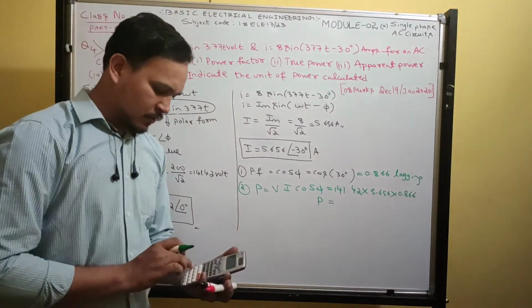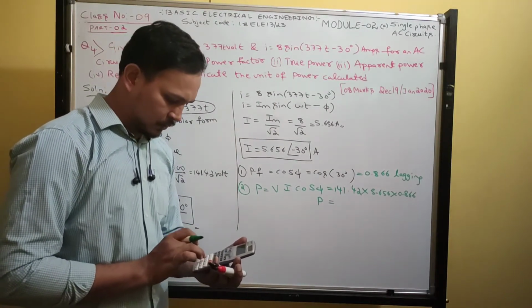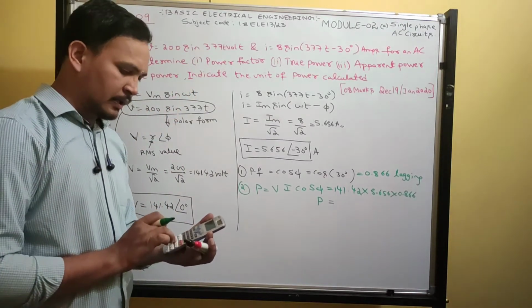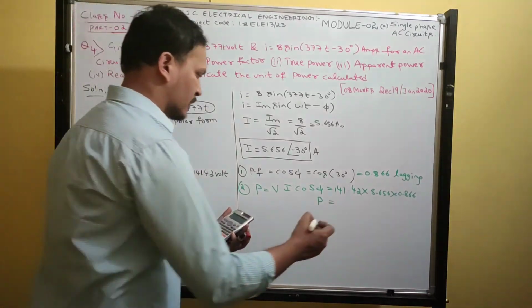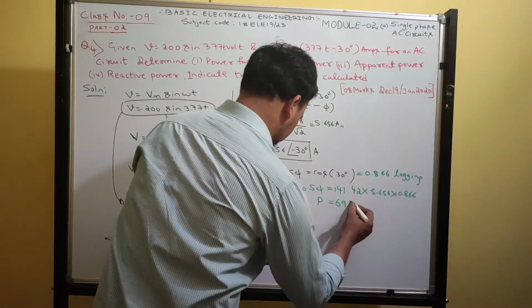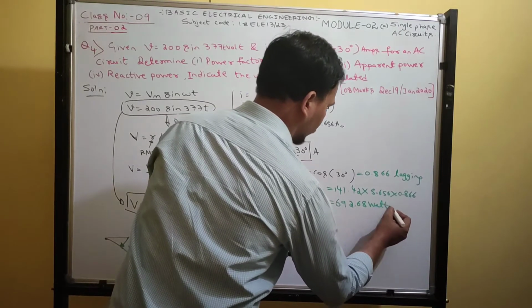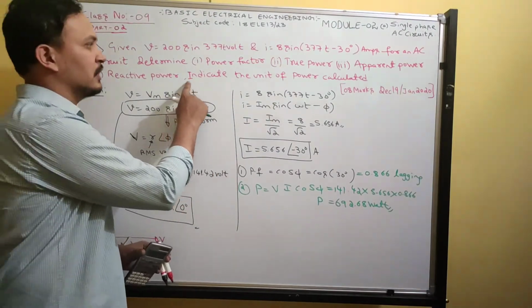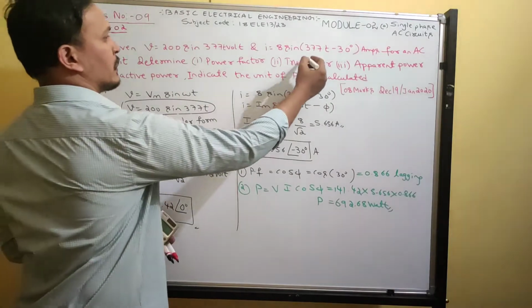You will get 141.42 into 5.656 into 0.866. Do along with me. So you will get the answer 692.68 watts. So this much watts you get. Why have I written watts? Because they asked to indicate the unit of power calculated. So true power is also completed.